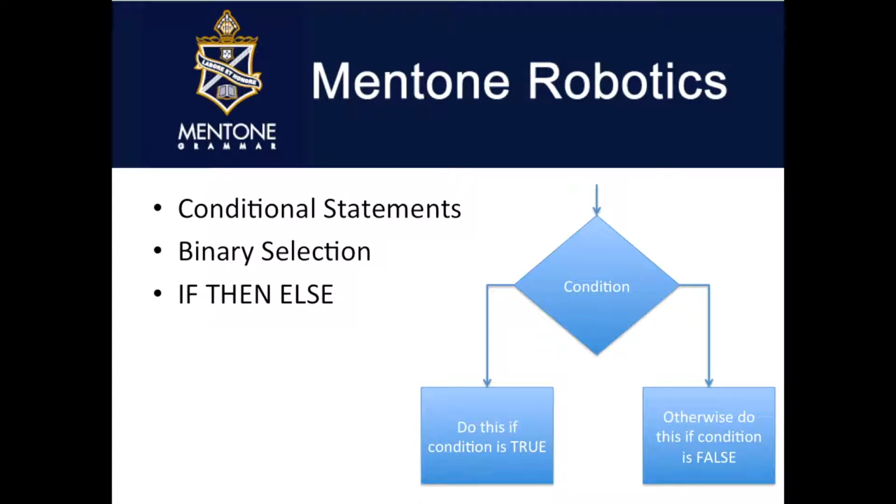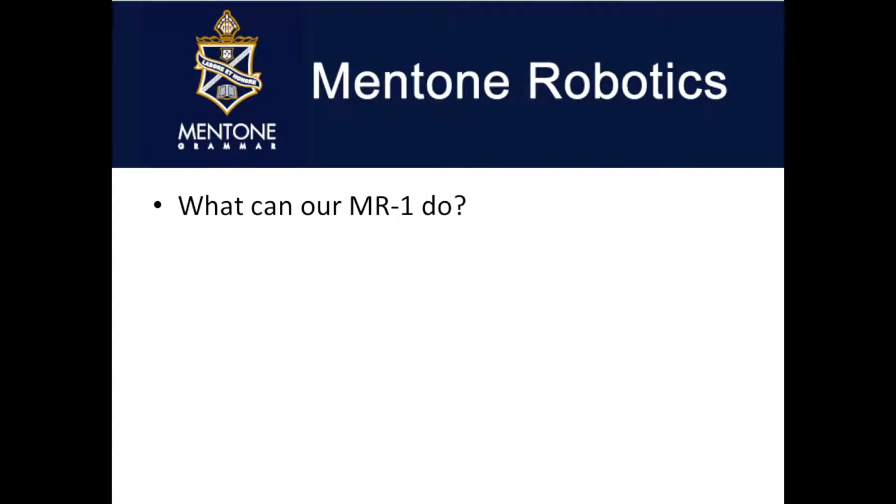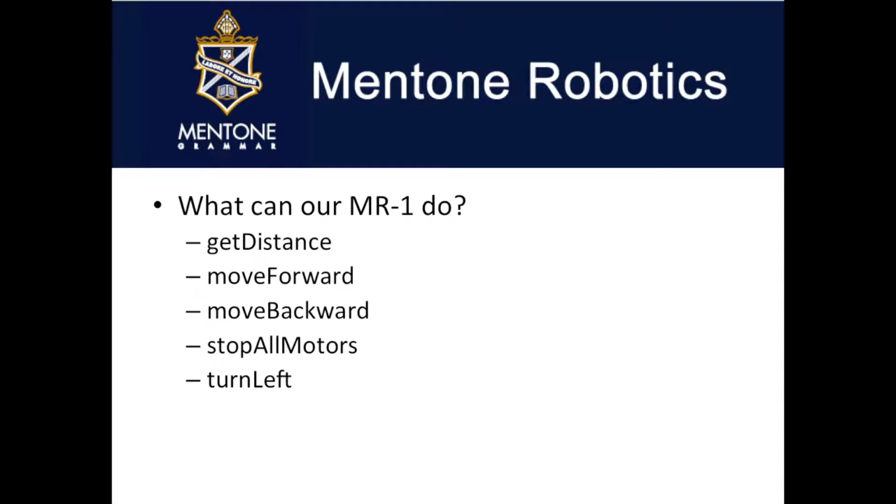Before we can actually do this with our MR1, we need to understand what it can do, and that is basically the functions that we defined in the last video. So if you haven't already watched that, you might want to watch part 5 now. Basically we can get the distance that the ultrasonic sensor senses from an object. We can move forward, move backwards, stop all motors, turn left, and turn right. So those are the things that we've programmed it to do so far. We could program it to do more, like a wiggle or something like that, but we haven't done that so far.